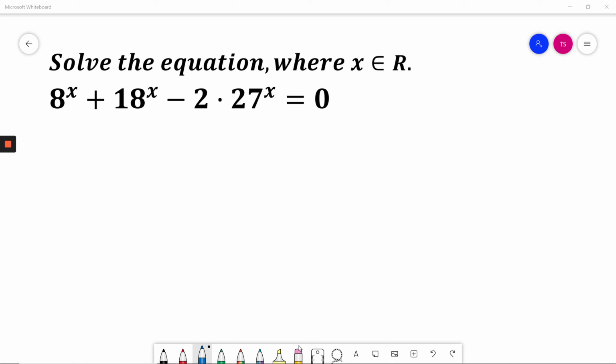Solve the equation where x belongs to R. At this moment, I encourage you to pause the video and solve it by yourself. Okay, I will solve it now.